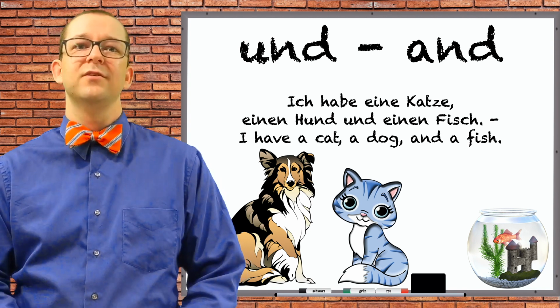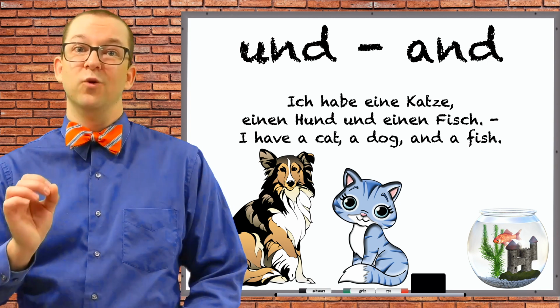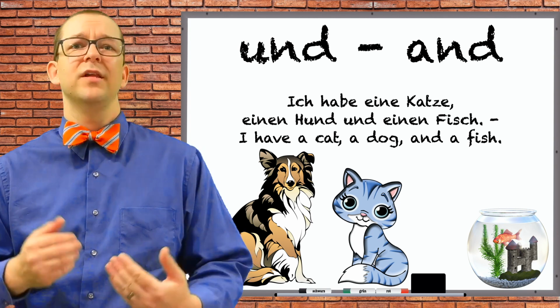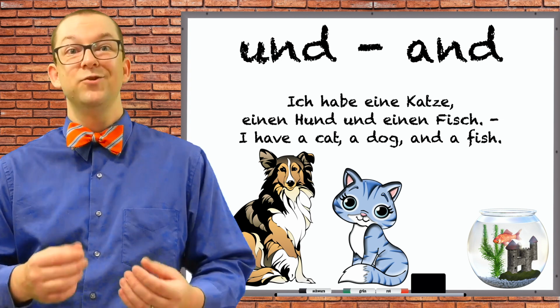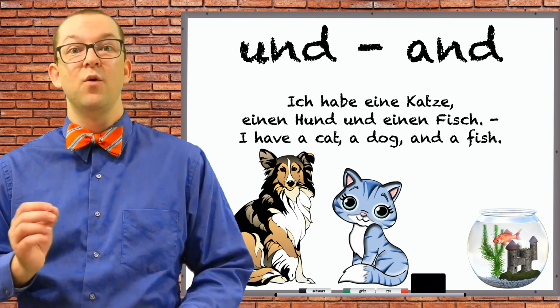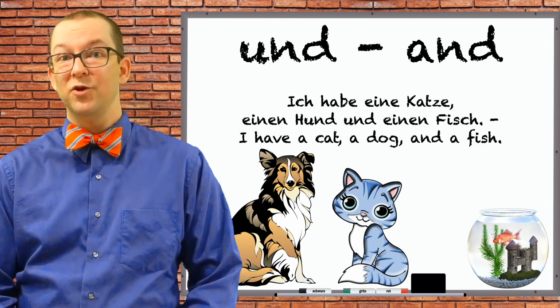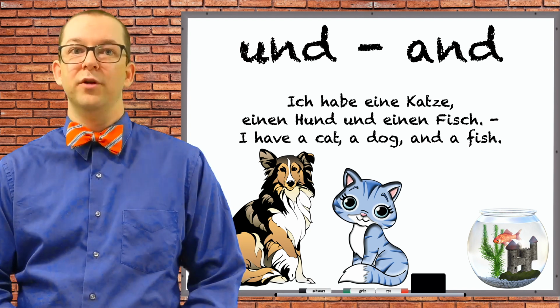Also, notice that there is no comma between the second to last word and und. This is what we call an Oxford comma in English, and in German this does not exist. When making a list of words or phrases in German, don't add a comma before und.